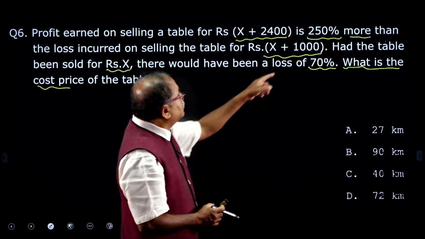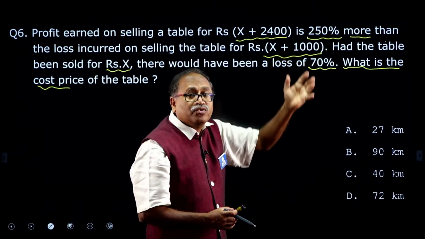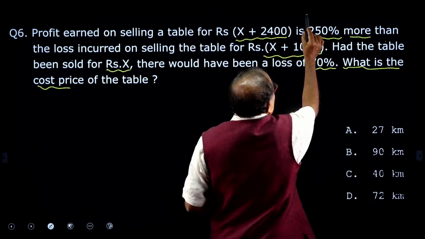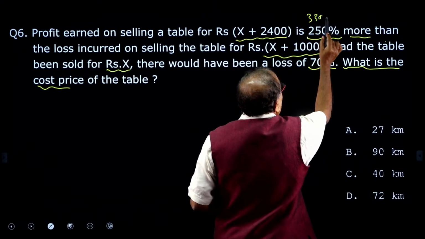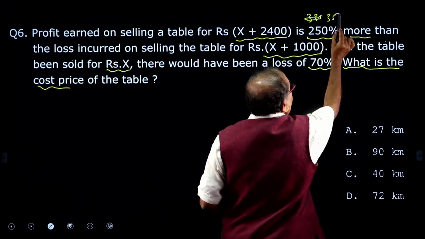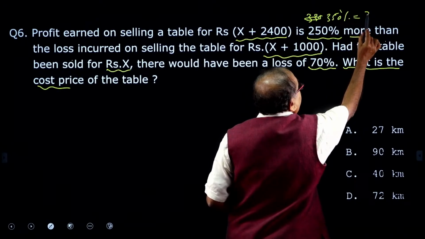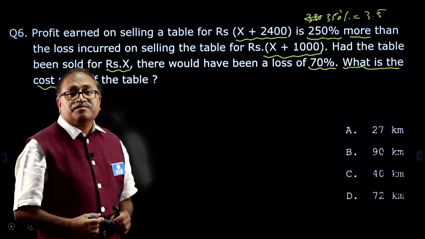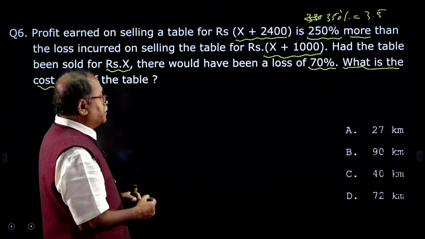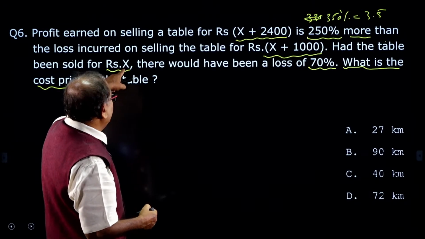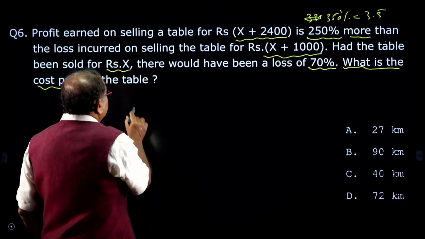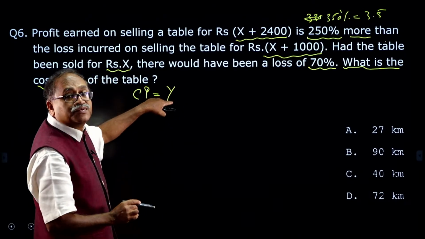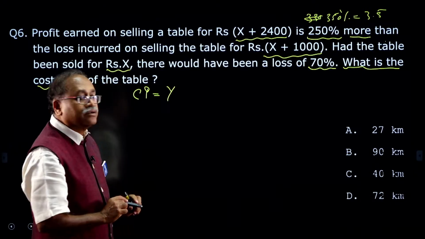Here you are getting 250% more. That means it has become 350%, and 350% is nothing but 3.5. Use this one. Okay. As x is already mentioned here, I will consider the CP as y, or else we will get confused with this x and the x given over here.